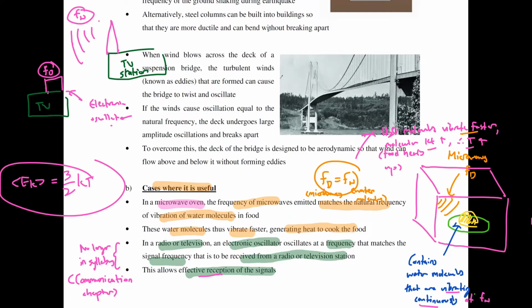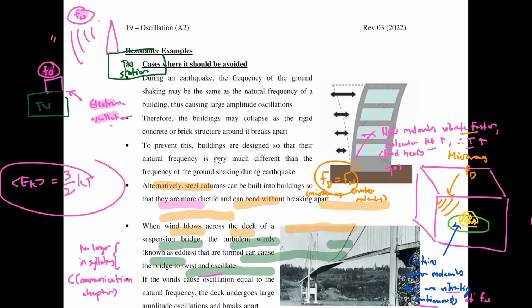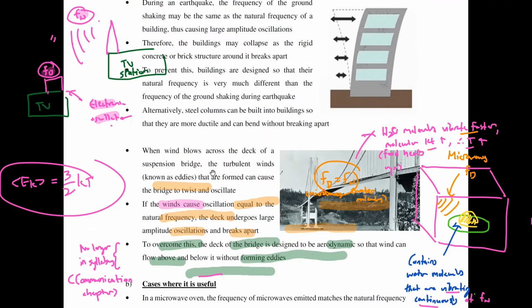The easy way to think about it is to think of the signal from your TV station as the natural frequency, and the frequency of your oscillator as your driving frequency. You purposely change the frequency of your electronic oscillator so that it matches the frequency of your radio station, or your TV station. Then you will get effective reception of your signals. So that one should be okay.